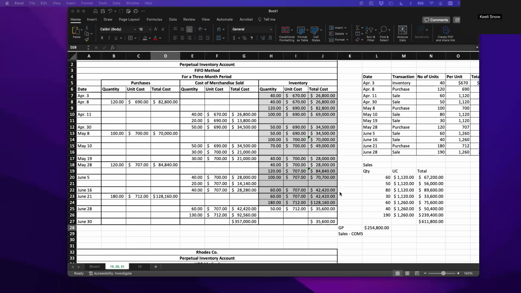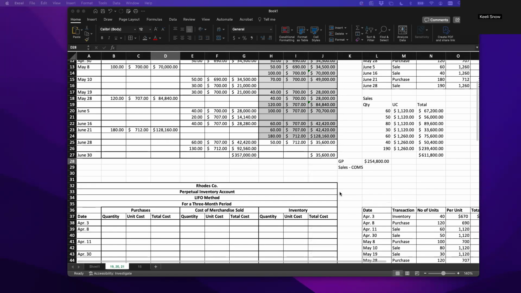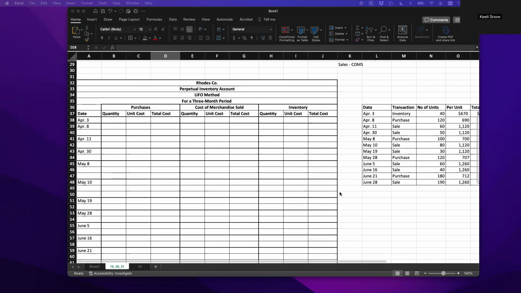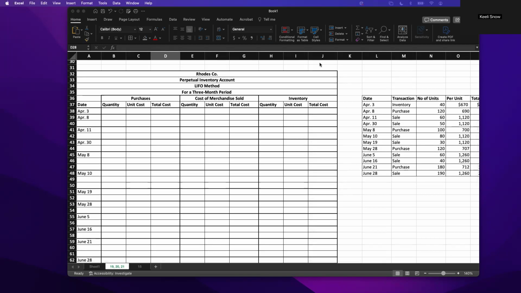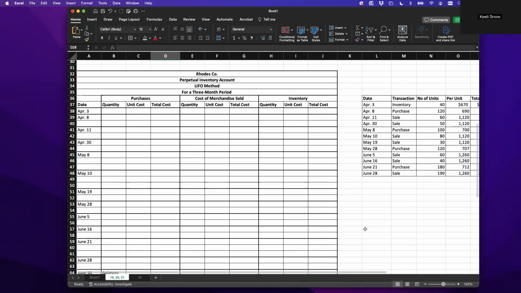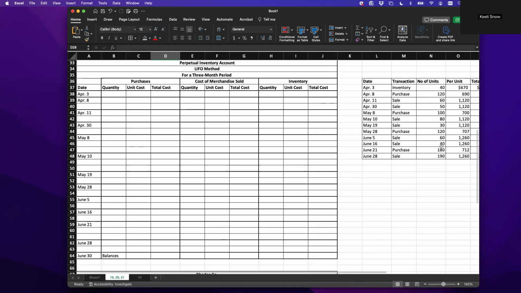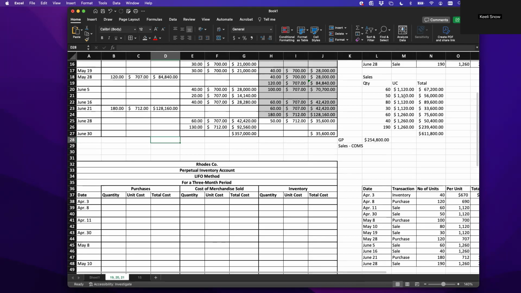Okay, so we did the FIFO method in the first video. Let's do the LIFO method for this next one. We'll do LIFO and we'll do weighted average cost. It's a little bigger here. So again, same information, same sales data. We're not changing the sales.